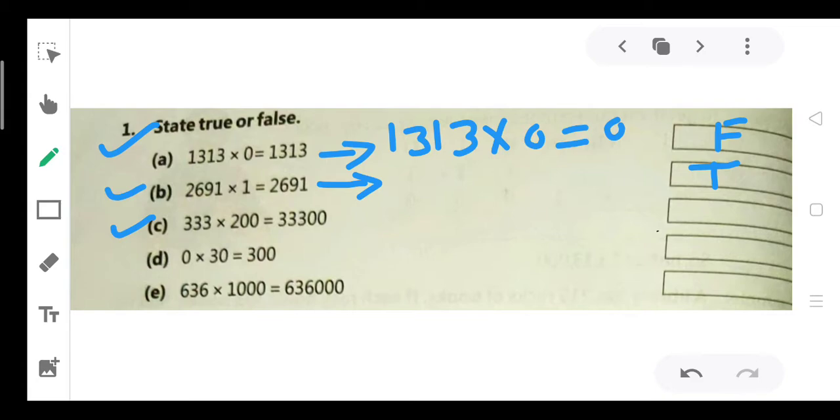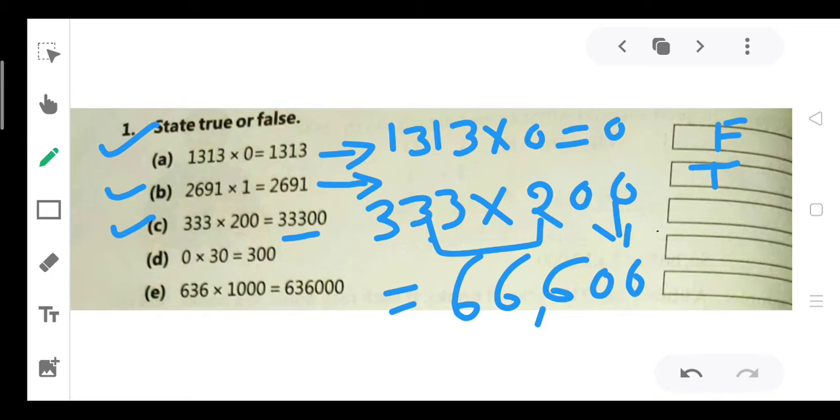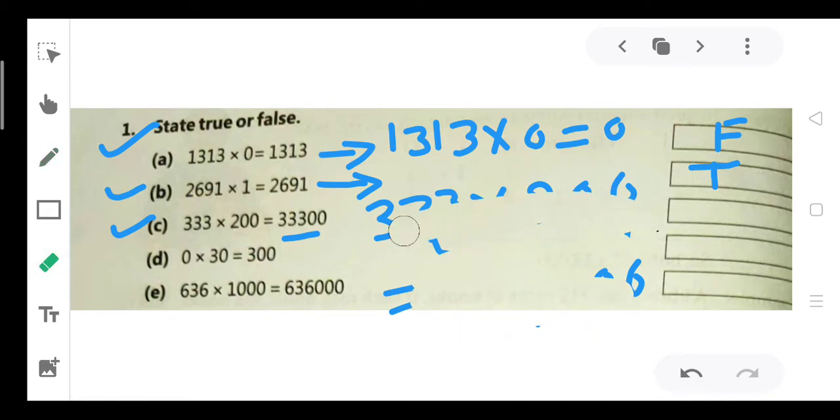3333 multiplied by 200, is it this answer? No. I am going to calculate the right answer here. When we multiply 333 by 200, the shortcut way is to firstly multiply the non-zero digits. 3 2s are 6, again 2 3s are 6, 2 3s are 6. It is 666 and we will write these 2 zeros at the back. So the answer should be 66,600, but here it is 33,300, so this answer is not right. So we will write here this is false.